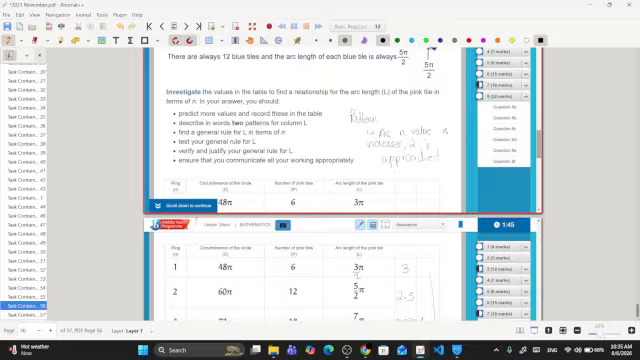I wrote that down. All right. Let's move forward. Then the next part might be: find a general rule for L in terms of N. L in terms of N. Okay.